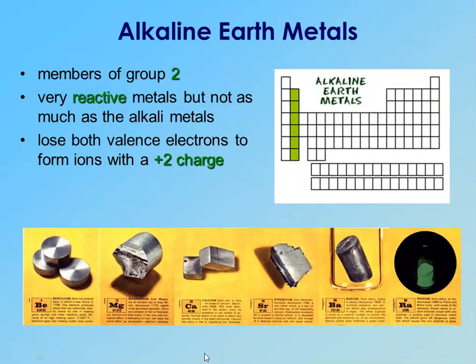Our next group are the alkaline earth metals. They are very similar to the alkali metals. They are the group 2 metals. They are not as reactive as the alkali metals, and they have to lose 2 valence electrons to be stable, and so they form +2 cations.